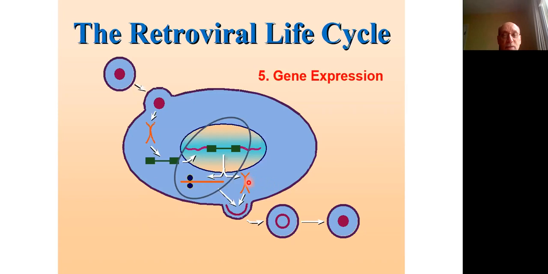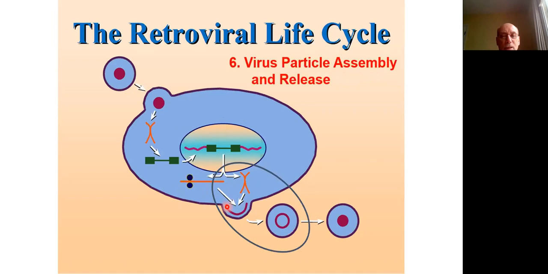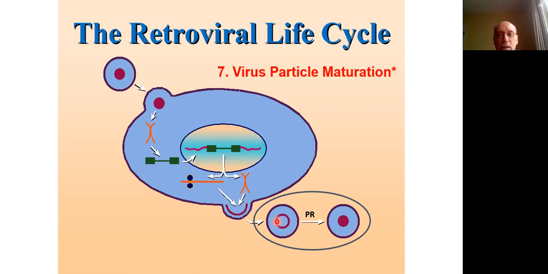The viral proteins produced by translation of the viral messages then assemble into progeny virus particles, which bud out of the cytoplasm of the new host cell. They package viral RNA molecules, and eventually they bud off the surface and are released as what's called an immature virus particle. Finally, the virus-coded protease, which is also present in the immature particle, cleaves those viral proteins, converting the immature particle into the mature infectious particle, ready to begin the new cycle of infection.